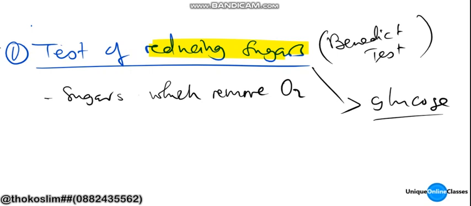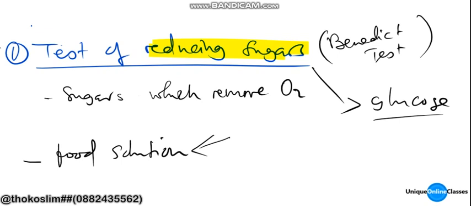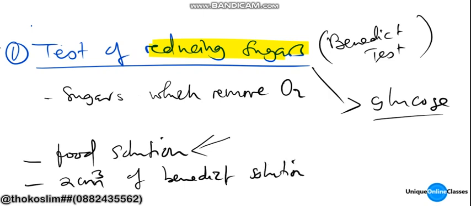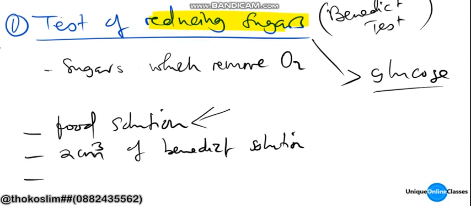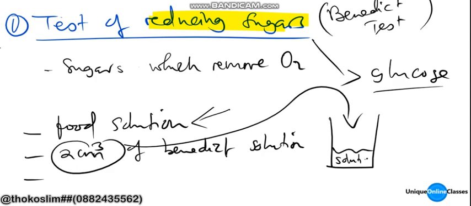So the procedures, you should write notes and listen well. First, we have to prepare the food solution. If our food sample is dry, we have to dissolve it with water. For instance, flour we dissolve with distilled water, and cassava, we need to crush it and add distilled water in order to obtain the food solution. Whatever the way, we have to obtain the food solution. And then the next thing we need to do, we add 2 cubic centimeters of Benedict solution, and then we heat gently.